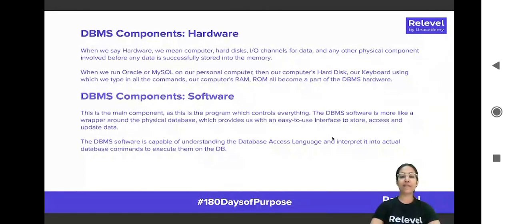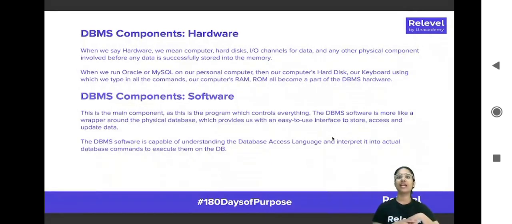Then we talk about DBMS software. Now this is the main component, as this is the thing that is actually controlling everything. The DBMS software is more like a wrapper around the physical database. If you would have used a physical database, you would have just used a hard disk. Now on top of the hard disk, you applied a wrapper over it, you made a software which helps you to access the information. It provides us an easy to use interface to store, access and update data.